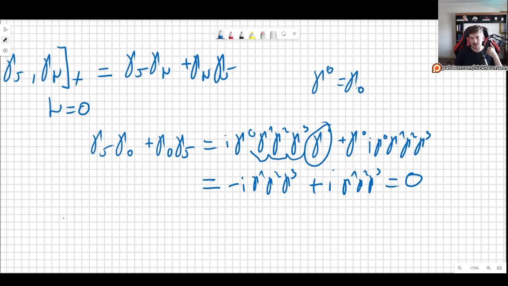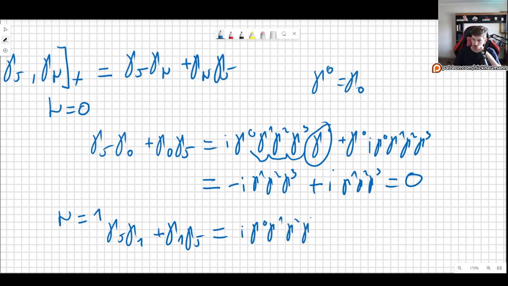Now, what about the gamma i's? I will just give you the case for mu equal 1. The cases for 2 and 3 are identical. Actually, all of them are identical, but there's a slight change between 0 and 1, so that's why I'm showing you this case as well. So gamma 5 gamma 1 plus gamma 1 gamma 5. This is I gamma 0, gamma 1, gamma 2, gamma 3, gamma 1 plus gamma 1, and then an I, which I will put in front, gamma 0, gamma 1, gamma 2, gamma 3.